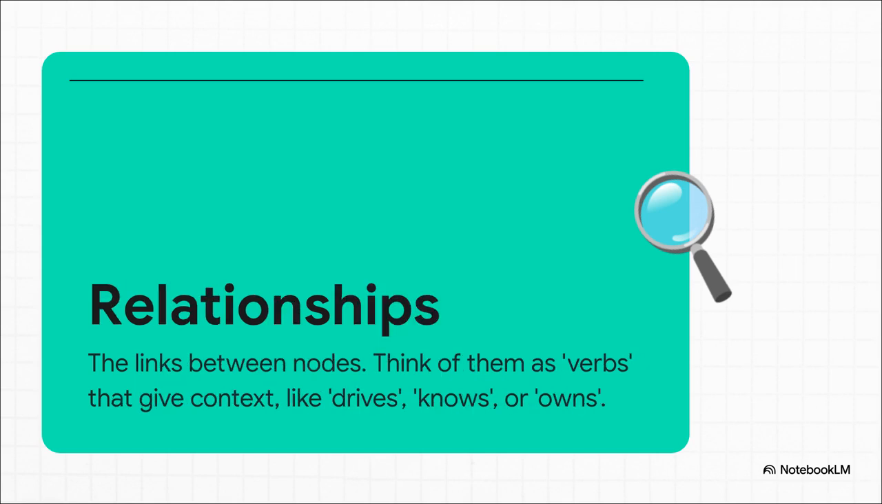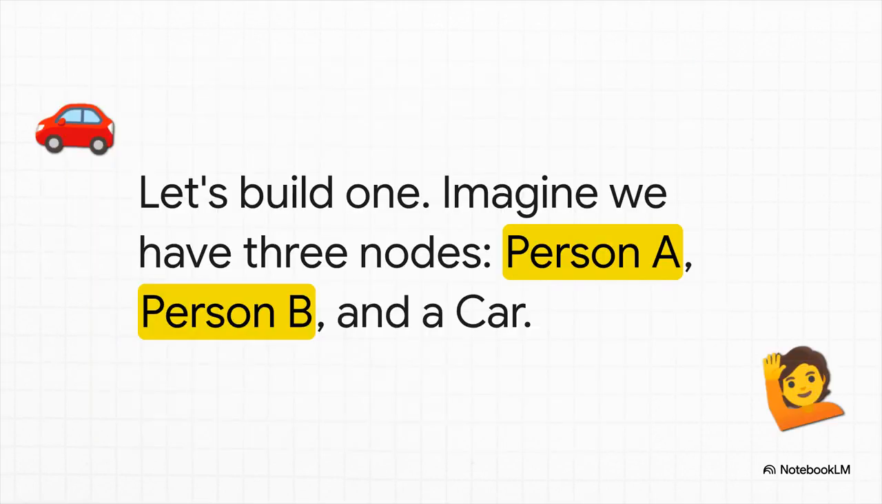And then you have the relationships. These are the lines that connect those dots. And if the nodes are the nouns, then the relationships are the verbs. They're the action words that give the whole thing meaning, like a person knows another person, or a customer buys a product.